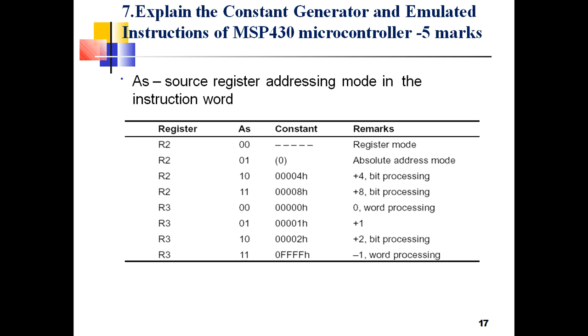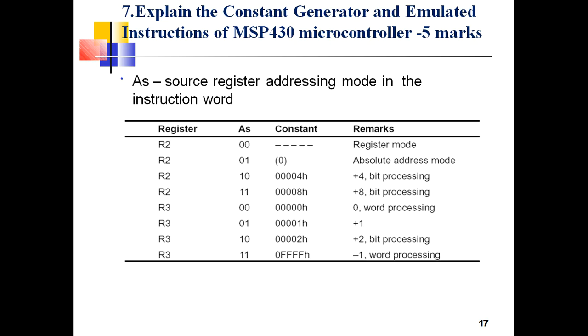R2 operating with 10 is going to produce the plus 4, that is 0004H value, which performs 4-bit processing. R2 operating with 11 is going to give the value 0008H, which performs 8-bit processing. Again, the next combination is for R3.